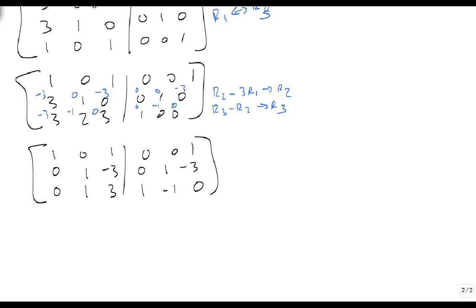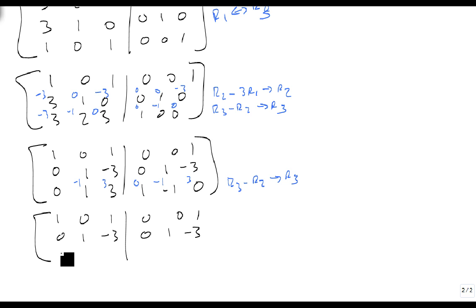I've already got a 1 here. But my third step, getting this gone, doesn't take very much. It's just row 3 minus row 2 stored in row 3. So it gives me a minus 1, a positive 3, a 0, a minus 1, and a positive 3. That gives me zero, zero, 6, 1, minus 2, 3.